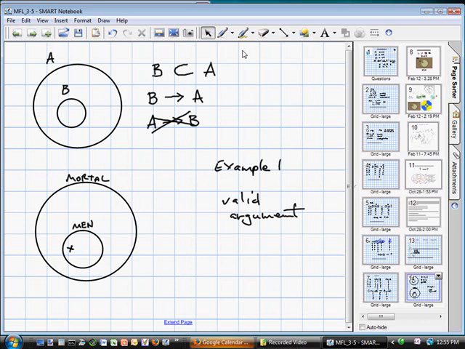Sometimes a diagram will take an issue and you'll go, oh, it's obvious. And you just are able to see it. Like here, Socrates is in here. Yeah, he's got to be in the mortal circle.